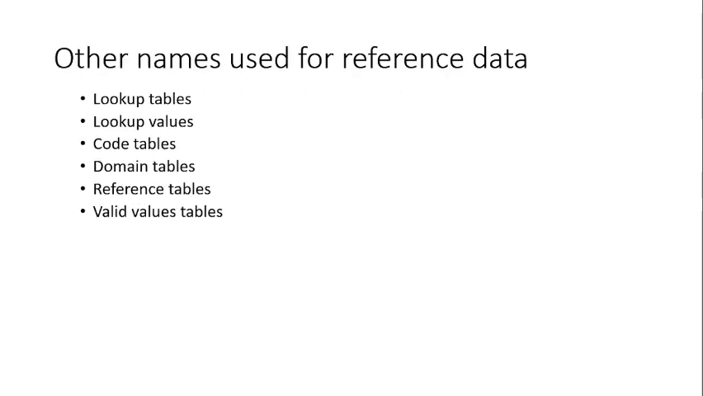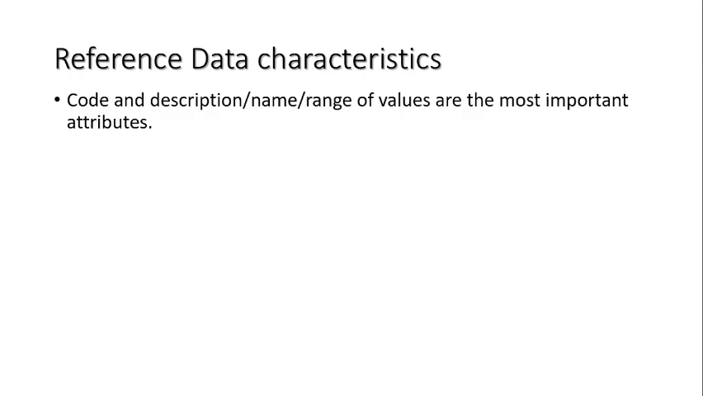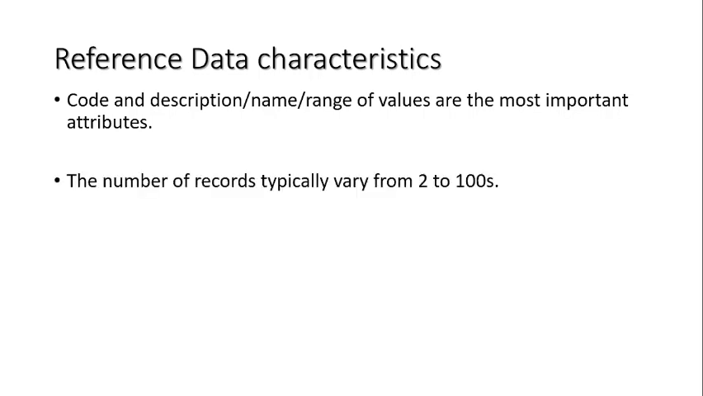There are other names used for reference data like lookup tables, lookup values, code tables, domain tables, reference tables, valid values tables. And this list is not all inclusive. There could be other names used by IT professionals. So what are the characteristics of reference data? Code and description or name or range of values are the most important attributes. The number of records typically vary from 2 to hundreds.